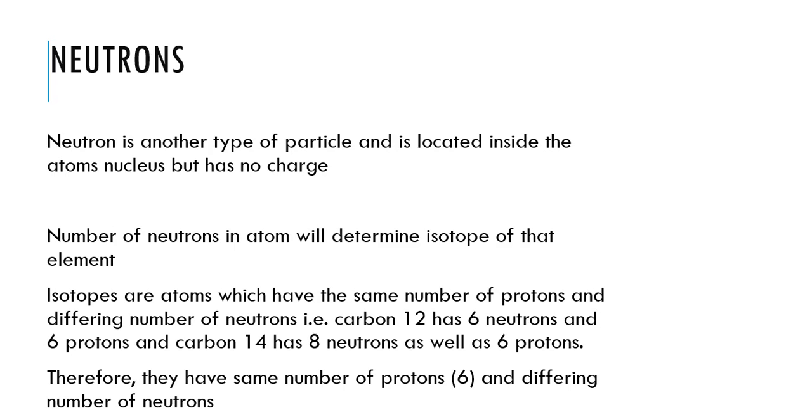A neutron is another type of particle, located inside the atom's nucleus, but it has no charge, so it's neutral. That's where the term neutron comes from. The number of neutrons in the atom will determine the isotope of the element. Isotopes are atoms which have the same number of protons but a differing number of neutrons, i.e. carbon-12 has 6 neutrons and 6 protons, 6 plus 6 equals 12, and carbon-14 has 8 neutrons as well as 6 protons, and 8 plus 6, hopefully if you've done basic maths, you can add up, is 14.